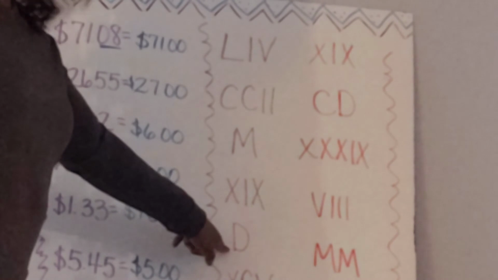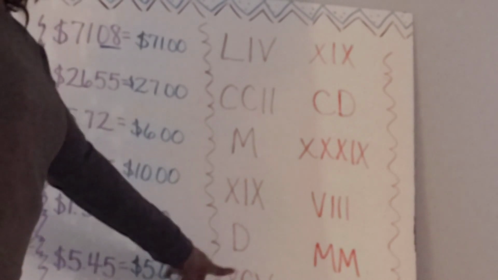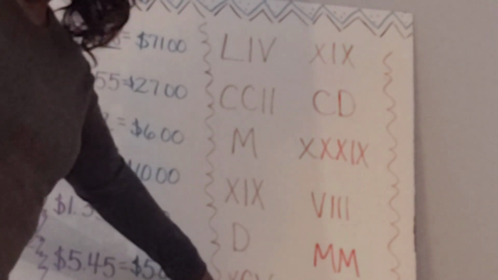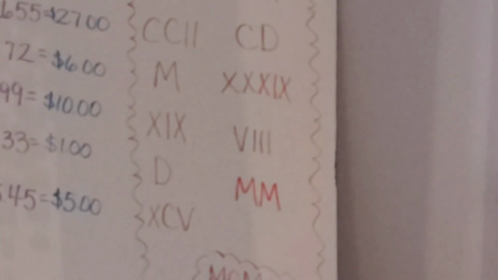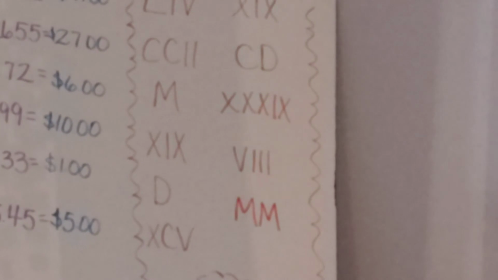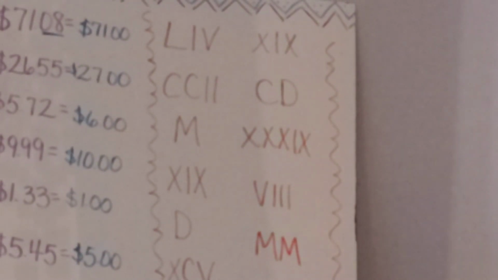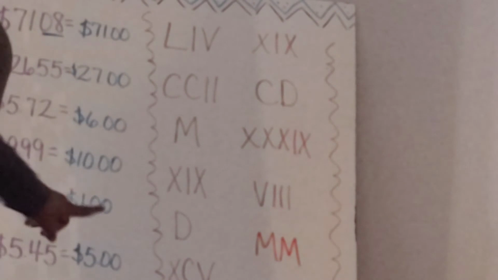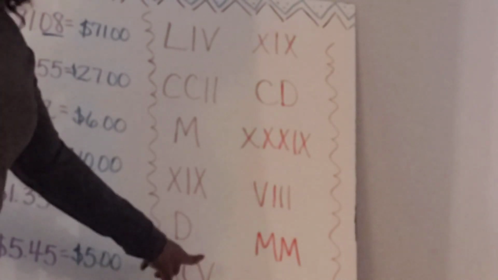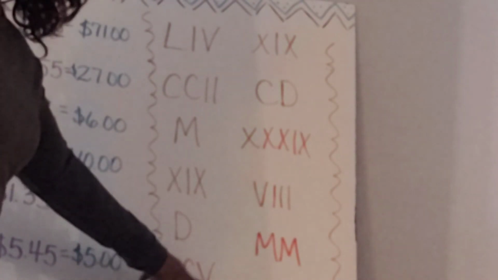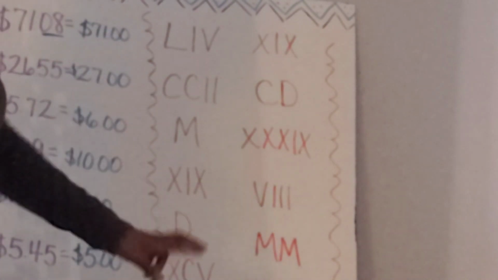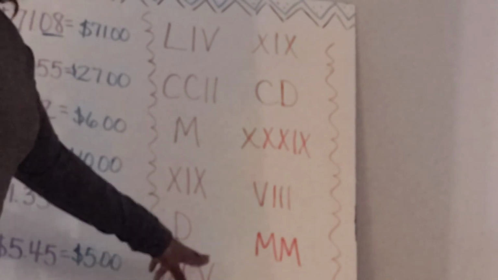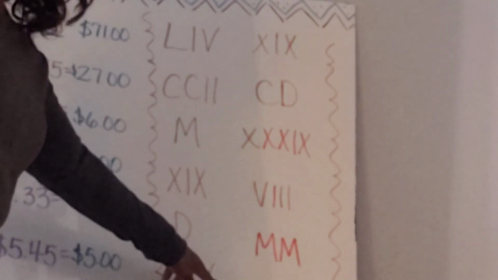Yes, good. What is D? 500. Super. What about, can you see that one? Nope. It's XCV. Whoa, what is XCV? Yes, I heard somebody. Because when there's a smaller Roman numeral in front of my larger, I have to subtract. So I'm taking 10 away from 100, which makes it 90. And then I have V, which equals 5. So that is 95. Good.